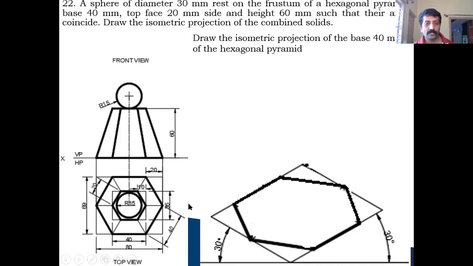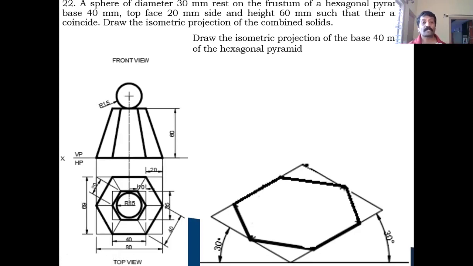From the smaller hexagon to the bigger hexagon, all the corners should be joined. That is the slant edges. It will look like lines. Above that a sphere is placed. A sphere will always look like a circle at whichever angle.